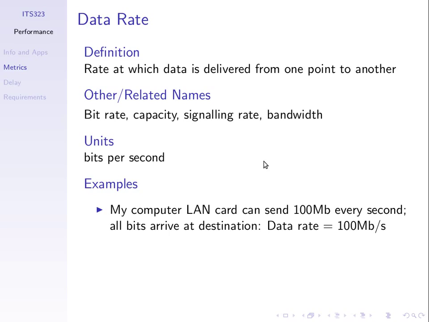Sometimes called bit rate, the rate at which bits are sent across a link. Capacity, that is, what's the maximum we can send across a link, what's the capacity of the link. And we'll see a few others that may come up in later lectures, similar names for data rate.